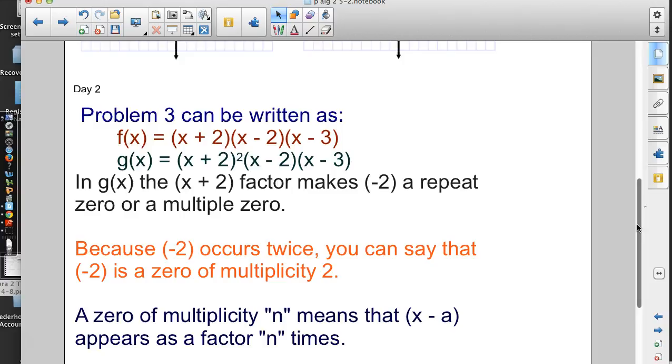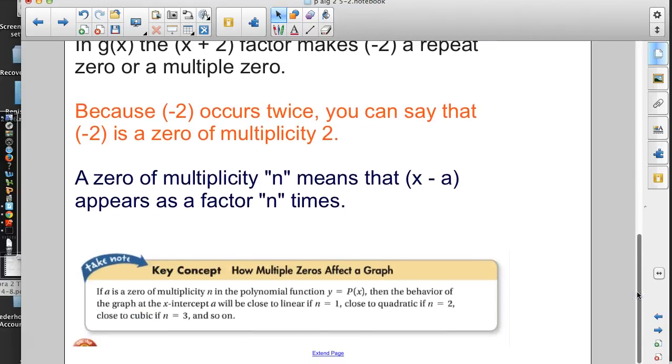But if we went back and did g of x again, you'd see, wait a minute, x plus 2, it's there twice. It has a power of 2. That's even. That's a bouncer. So it's going to bounce off of negative 2. Now, it's called a repeat zero, but the fancy word for that is multiplicity. So if it's a repeat zero, it has multiplicity. Because negative 2 occurs twice, you can say that negative 2 is a zero of multiplicity 2, and we just write it like this. Negative 2 multiplicity 2. We just use that little lowercase m. Because, you know, it's math, and we're not going to see everybody's different spellings of multiplicity. Although it's a fun word to say, it's not a really fun word to spell.